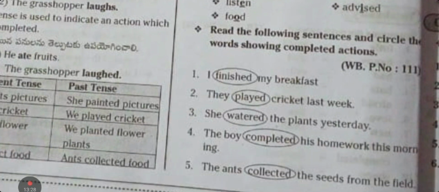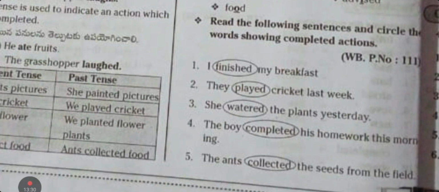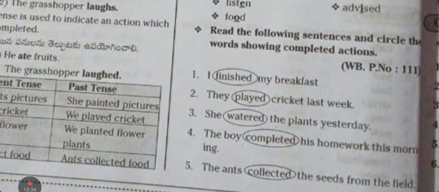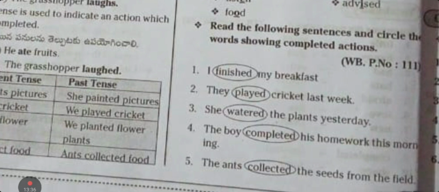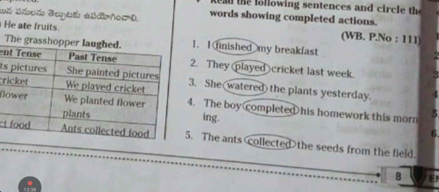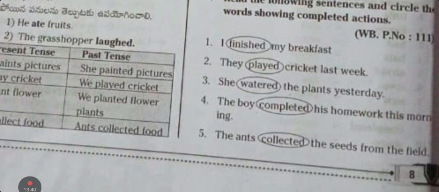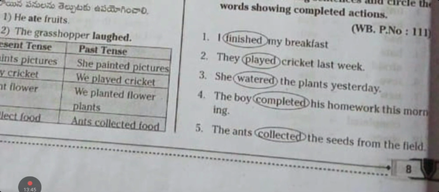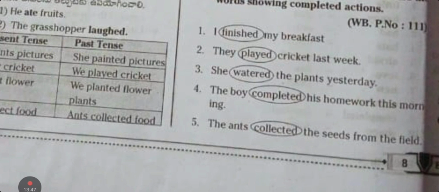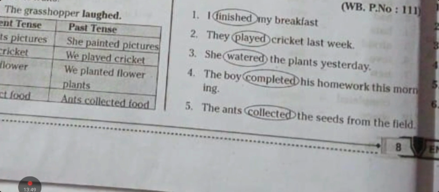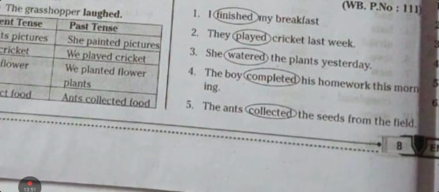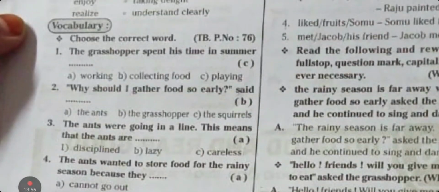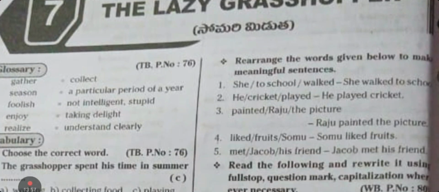Read the following sentences and circle the words showing completed actions, meaning past tense. Okay, now I'll read it. I finished my breakfast. They played cricket last week. She watered the plants. Yesterday the boy completed his homework. This morning the ants collected the seeds from the field. This is the 7th lesson. This is complete 7th lesson, the lazy grasshopper.